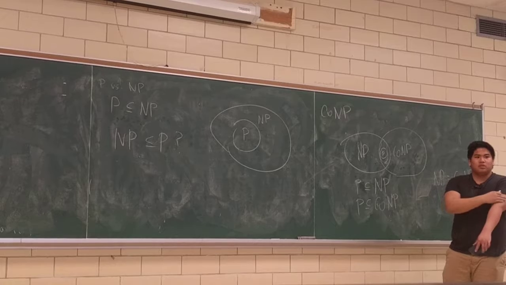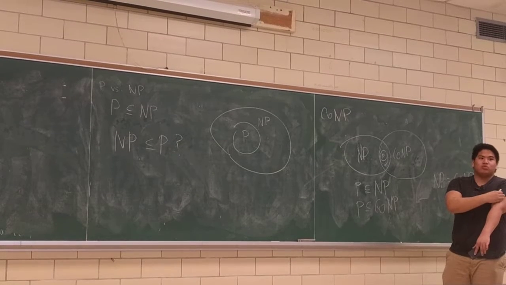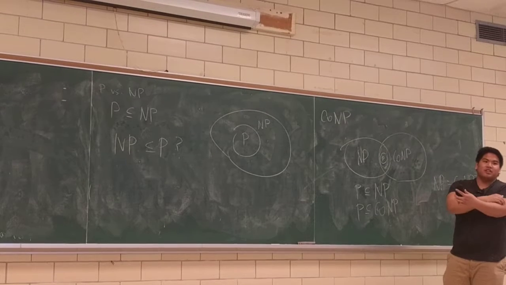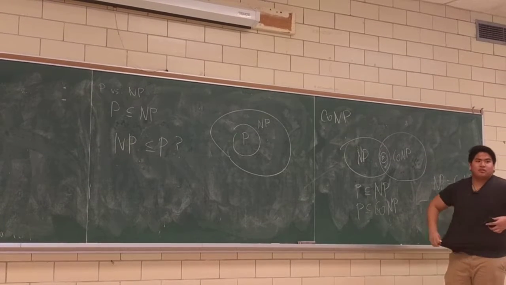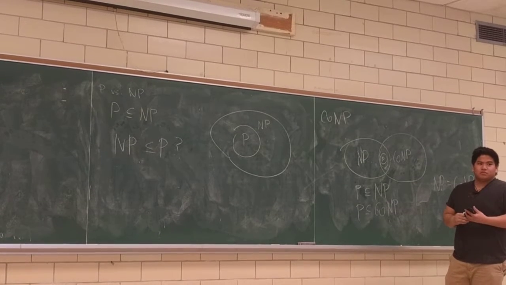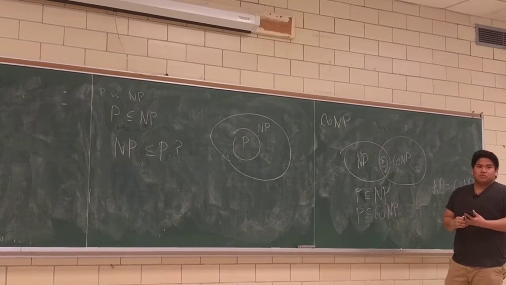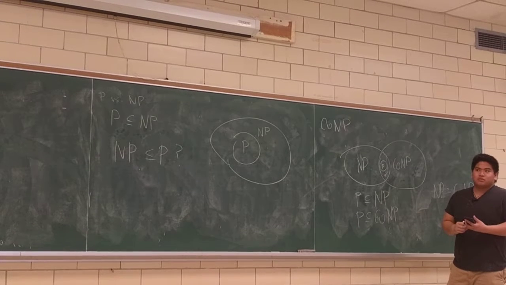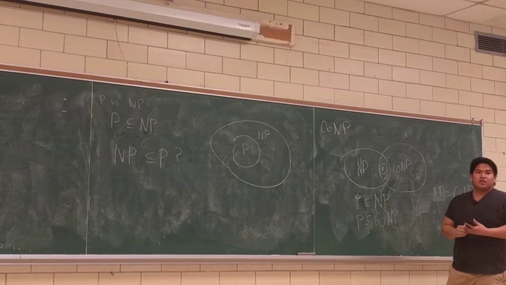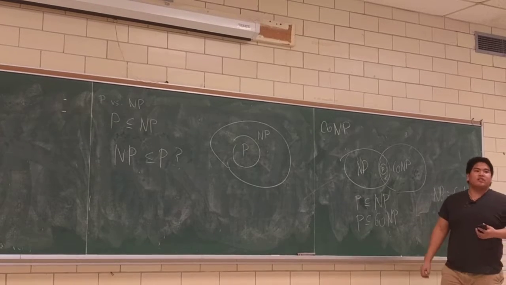Is Sudoku co-NP? Sudoku is NP. But why are they not the same? NP is verifying for yes in polynomial time. Is Sudoku co-NP? No, it's not. It can't be co-NP.